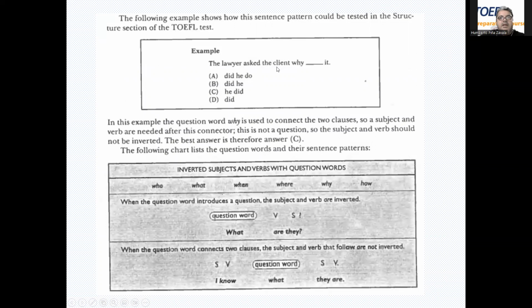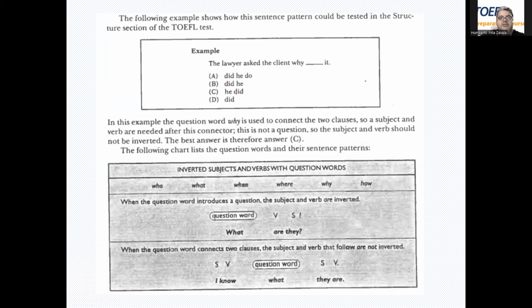The lawyer asked the client why. In this example, the word why is used to connect the two clauses. So a subject and a verb are needed after this connector. This is not a question, so the subject and the verb should not be inverted. The best answer is therefore C.